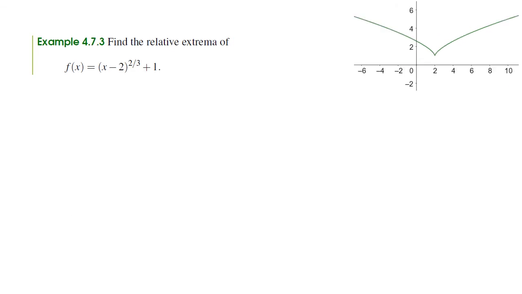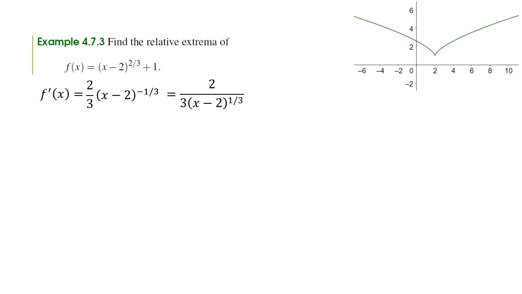Let's do another example. Find the relative extrema of f of x equals (x minus 2) to the power of 2/3, plus 1. Find the derivative: f prime of x equals the derivative of (x minus 2) to the power of 2/3. We use the chain rule and we get 2/3 times (x minus 2) to the power of negative 1/3. And the derivative of 1 is 0, and then rewriting in the positive power, we have this. In this case, f prime of x is never 0, because there is no factor of x in the numerator. The factor of x is in the denominator only, so if the denominator equals 0, f prime of x does not exist.